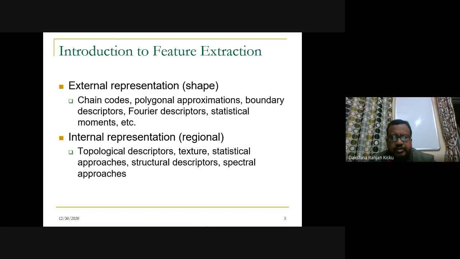Okay, so external representation techniques may include chain codes, polygonal approximations, boundary descriptors, Fourier descriptors, and statistical moments. So these are the external representation techniques, which are based on the shape information. With these techniques we can describe the shape of the objects in the given image. And internal representation may include topological descriptors, texture, statistical approaches, structural descriptors, and spectral approaches. These are the internal description techniques, which use the regional information of the subregions of the given image.